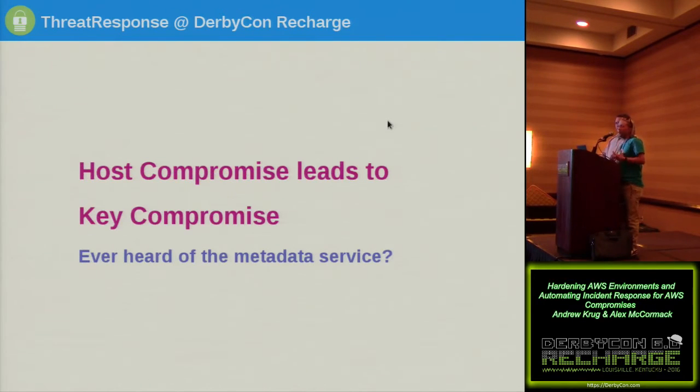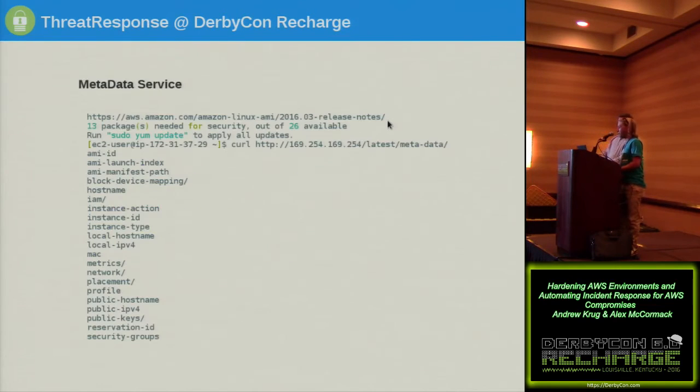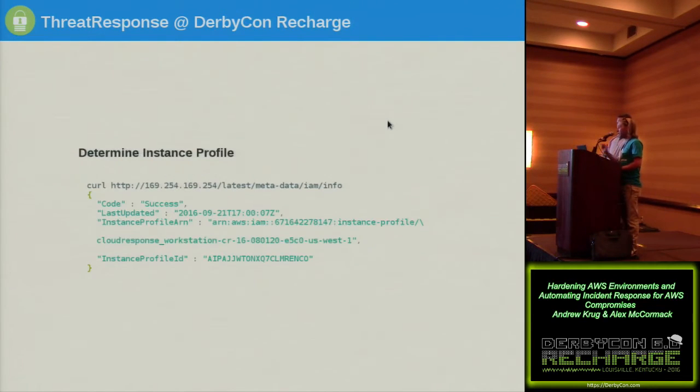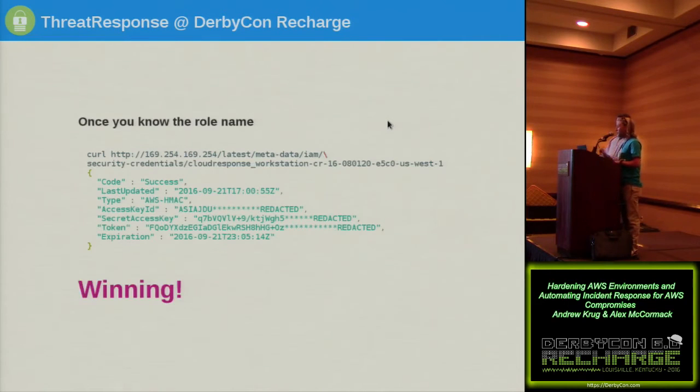So often, what we also see, though, is that host compromise can lead to key compromise. So if you pop a box that has an IAM role associated with it as an attacker, sometimes you can use that to escalate to having some temporary session tokens or keys. Has anybody ever heard of the metadata service in AWS? Yeah, it's a nice feature for developers, because you can just curl this URL, 169.254.169.254/latest/metadata. And from there, if the instance is running in a role, you can actually query the roles, and it'll say, here's the role of this instance. And then if you know the name of the role, you can go from the role to creds.